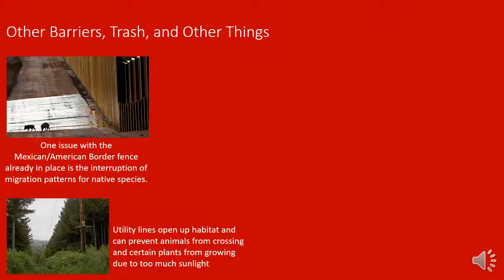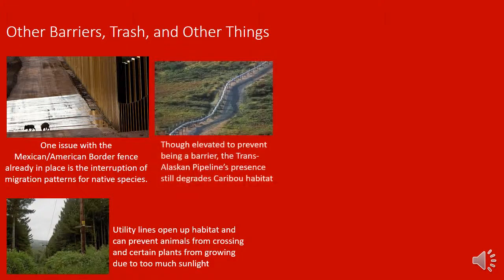Power lines, like utility lines, can open up a habitat and prevent certain species from crossing, because maybe it's a creature that's really shy and it lives in the woods and it doesn't want to cross in this open area. It thinks it's going to get eaten, so it won't go in there to cross. And then certain plants that are adapted to growing in the low sunlight of the forest can't grow here because it's too bright and too sunny, and they get sunburned.